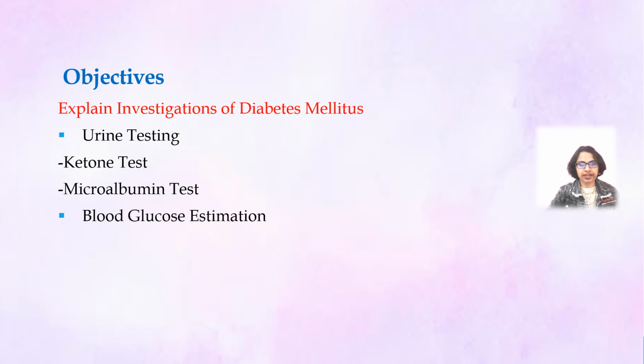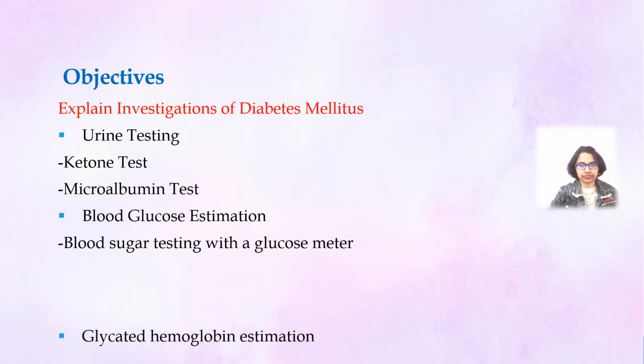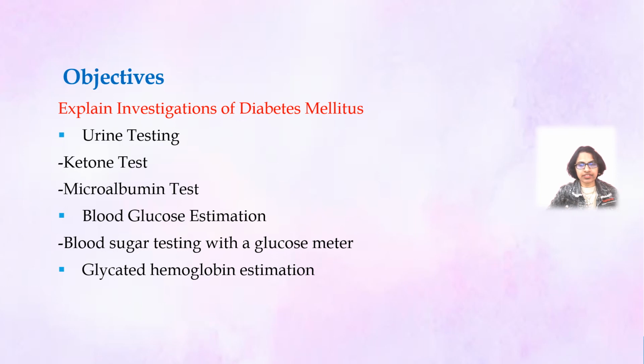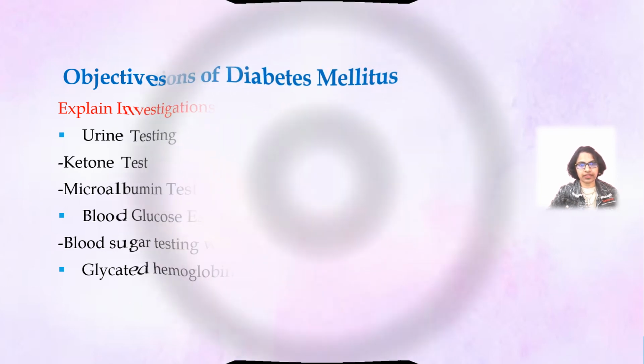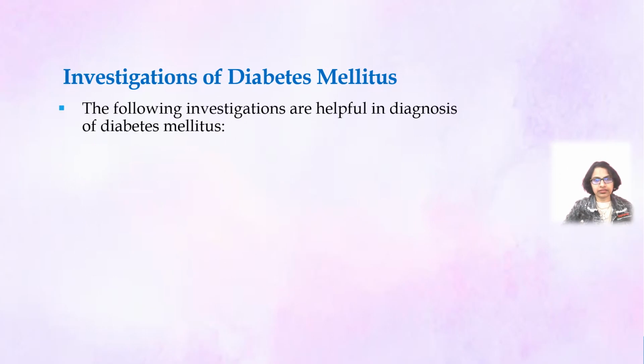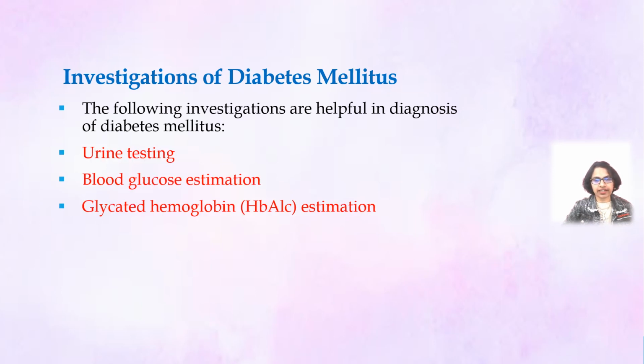Then the second one is blood glucose estimation. Blood glucose estimation has to be recorded with the glucometer. And another investigation is glycated hemoglobin estimation. So the following investigations are helpful in diagnosis of a diabetes mellitus patient: urinary testing, blood glucose estimation, and glycated hemoglobin. It is also known as HbA1c or A1c.